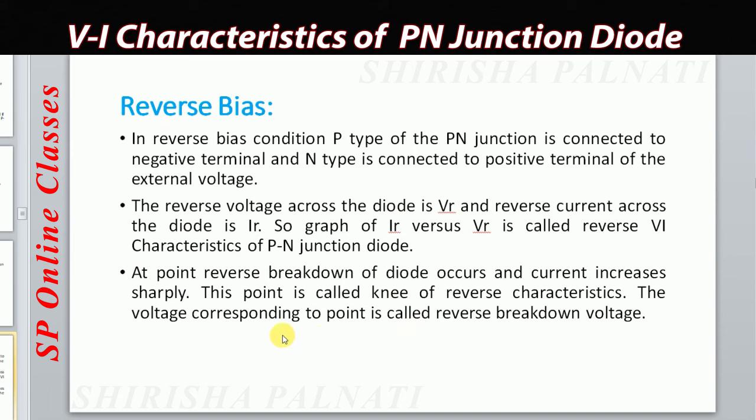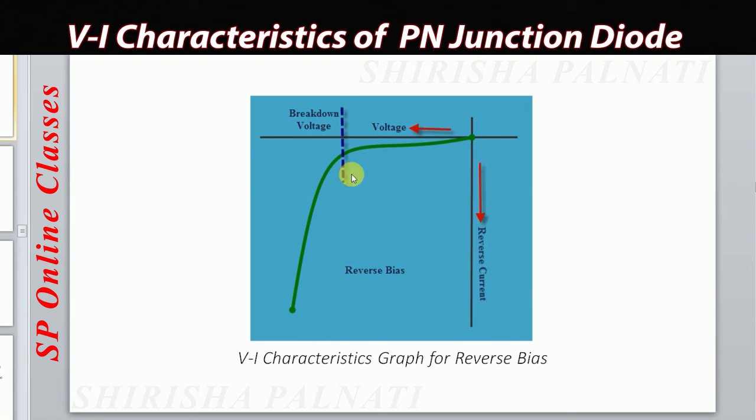Here we have a new point, that is, this point is called the knee of the reverse characteristics. At this point the current is suddenly increased, thus this point is called the knee point. Already we know that this point is the breakdown voltage, and we also call this point the knee point of this voltage. So this is the characteristics of reverse bias.